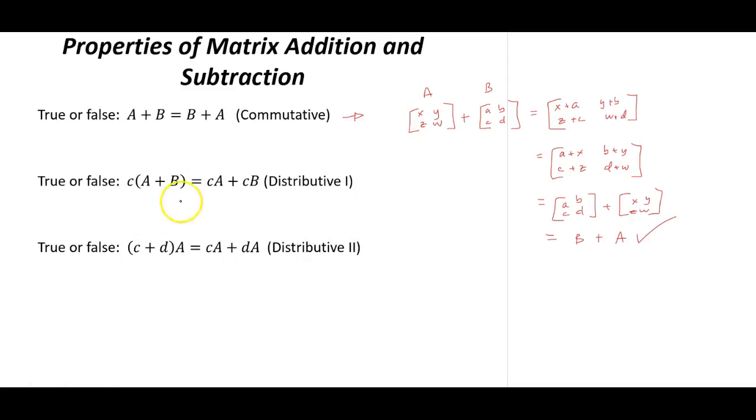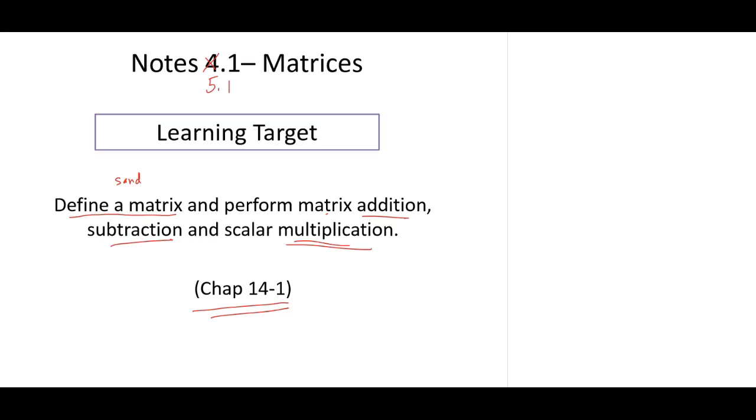So now you should have everything. Let's go back to our learning targets here and make sure that we've covered everything. We've defined a matrix. We've performed matrix addition, subtraction, and scalar multiplication. So you should be good to go on the problem sets for this first part of the chapter.